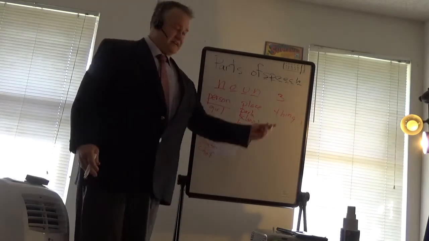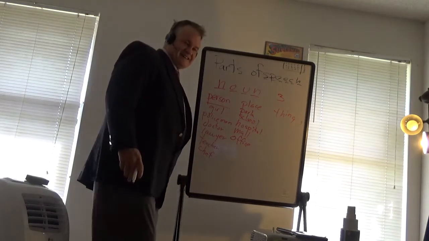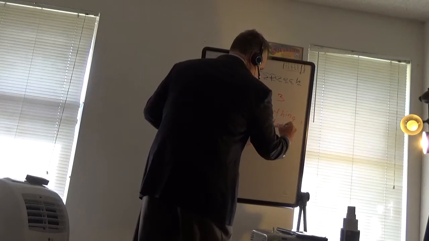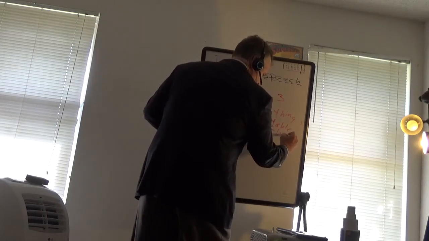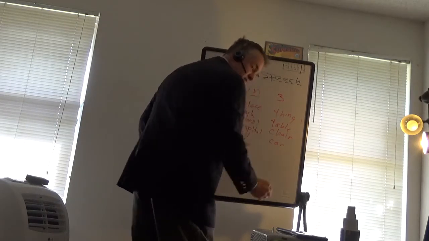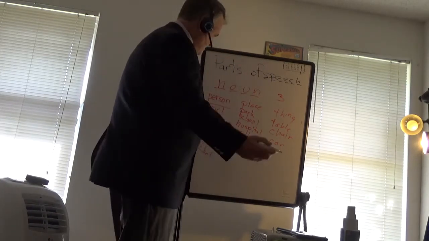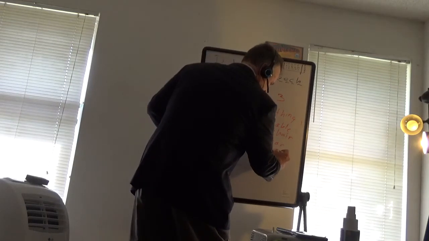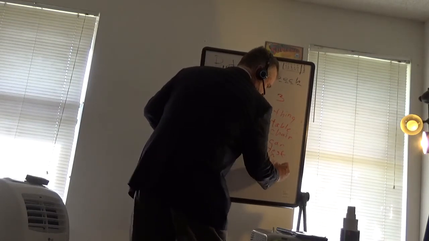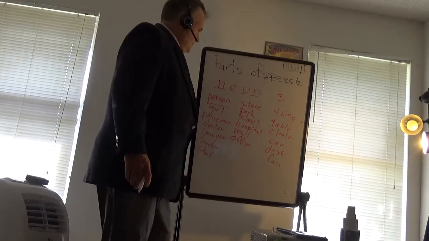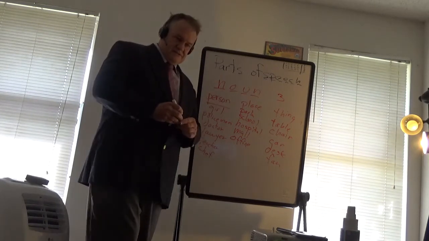And then things. There you go. Table. Chair. That's right. Car. Any more? Okay, desk, maybe, fan. There's thousands of them, right? So we're talking about nouns, right?